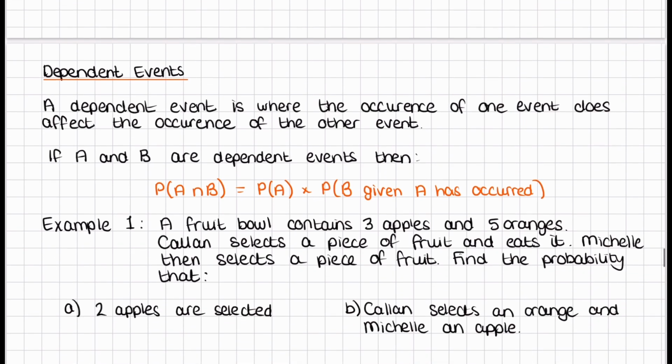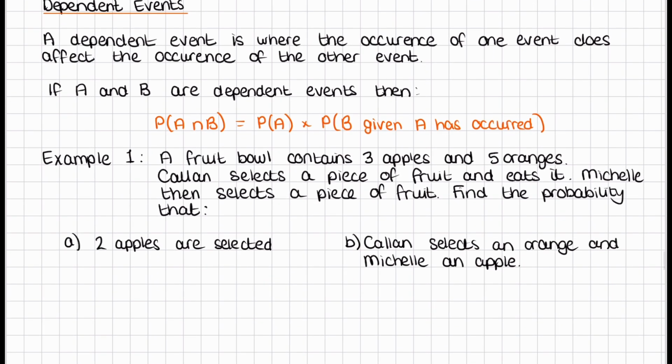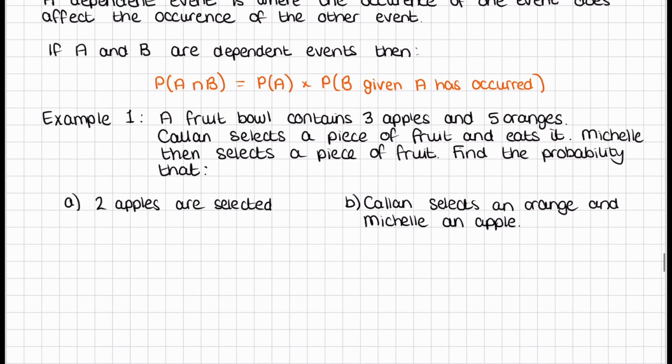Next, we have dependent events. A dependent event is where the occurrence of one event does affect the occurrence of another. Now, if A and B are dependent, then we've got this quick rule, which is the probability of A multiplied by the probability of B, given we know that A has occurred.